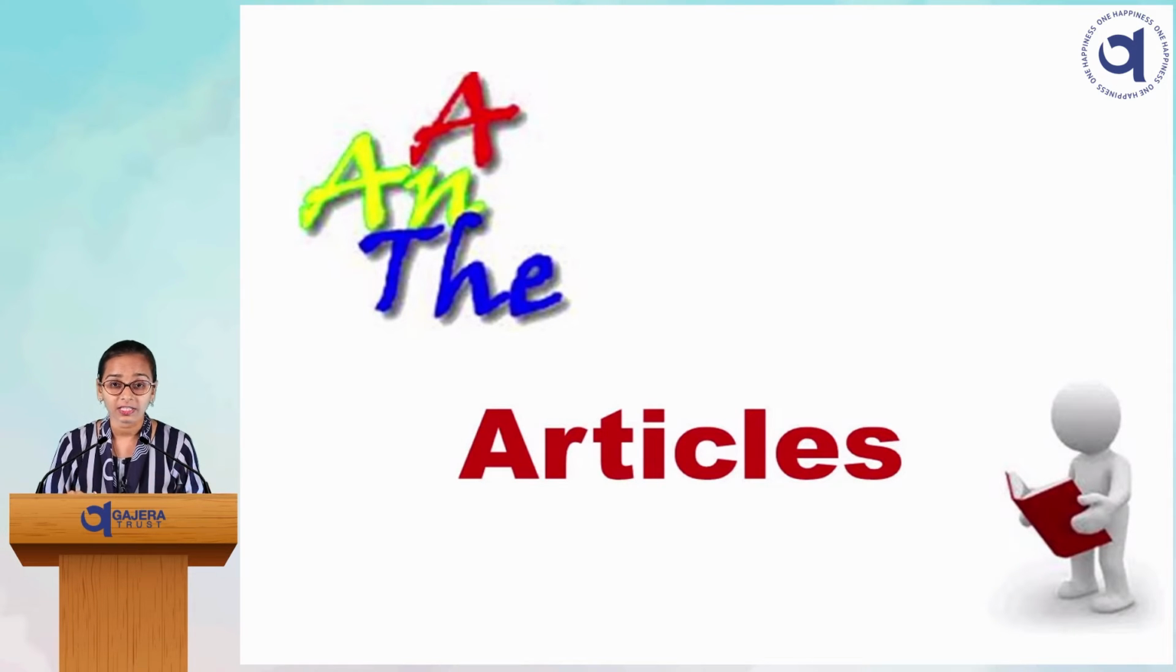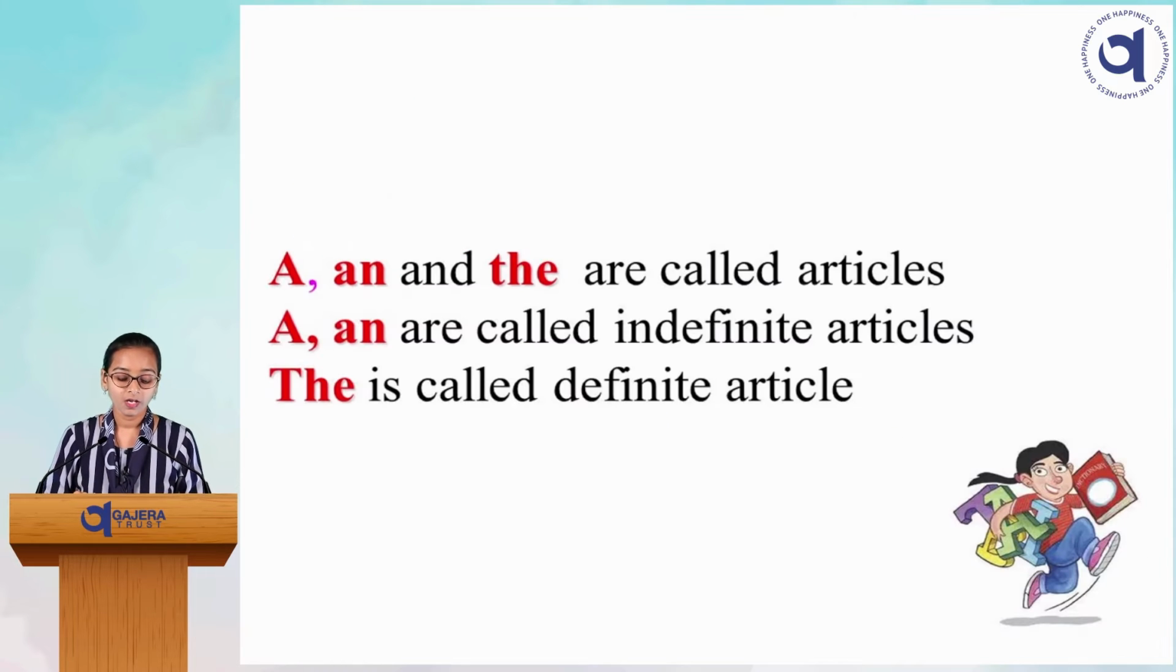Why am I giving this information to you? Because in this chapter we are going to use these. So let's start articles. There are 3 articles: A, An and The. From these, A and An are called indefinite articles and The is called the definite article.